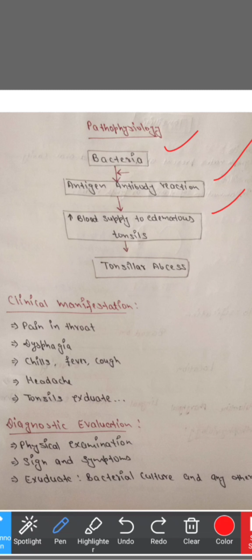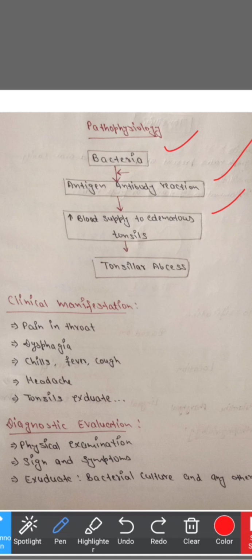What is edematous? It is like a swelling or an edema present in the tonsils. So first bacteria enter into the tonsils and antigen reactions will occur after the entering of the bacteria. When antigen antibody reactions occur, after that blood supply increases to the edematous tonsils. So after this tonsillar abscess will occur.